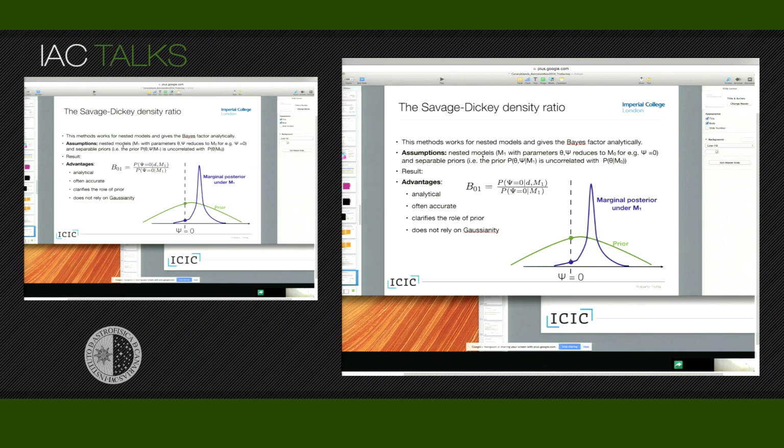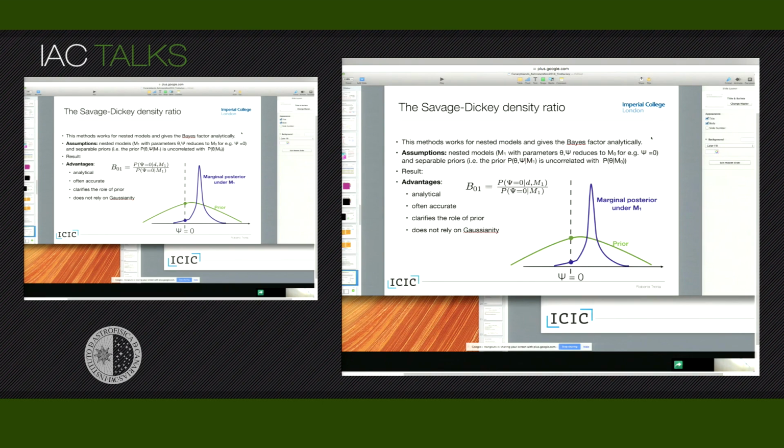In other words, the prior for the probability of theta and psi under M1 is uncorrelated with the probability of theta under M0. So this is actually not a necessary condition. It's sufficient, so it's fine, but you can actually derive the Savage-Dickey density ratio with an even weaker condition on the priors. But it doesn't really matter, because in most of the cases, the reality is that the prior for the extra parameter is uncorrelated with everything else. So this condition is usually trivially satisfied.